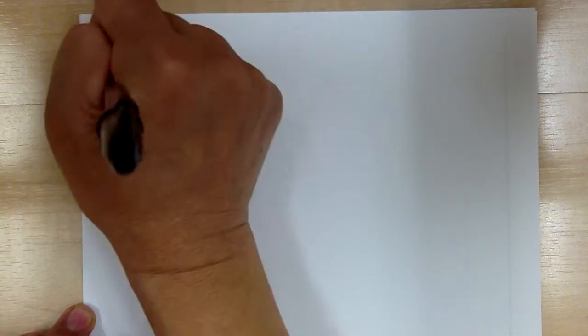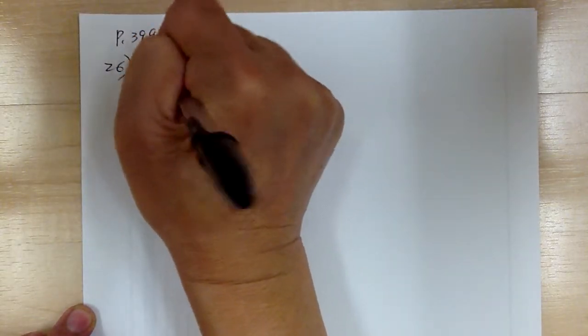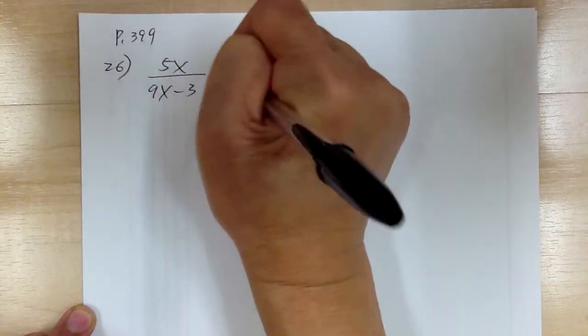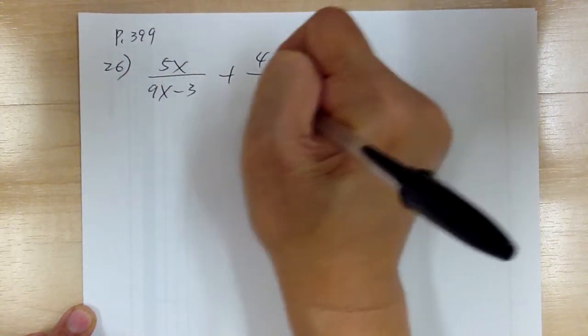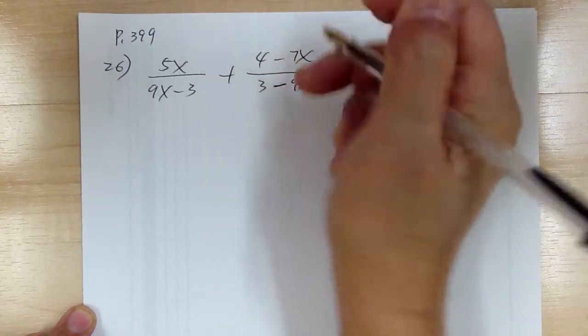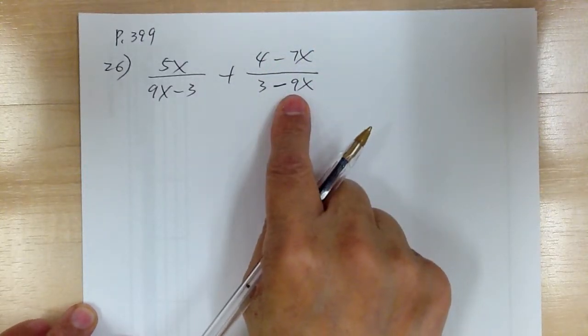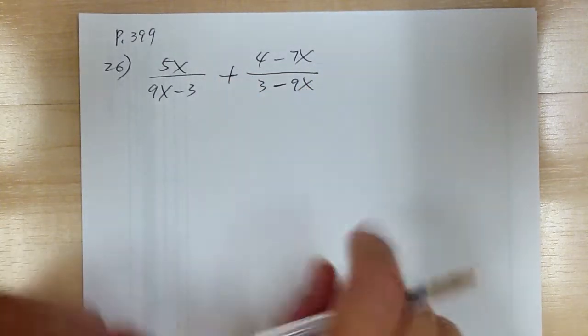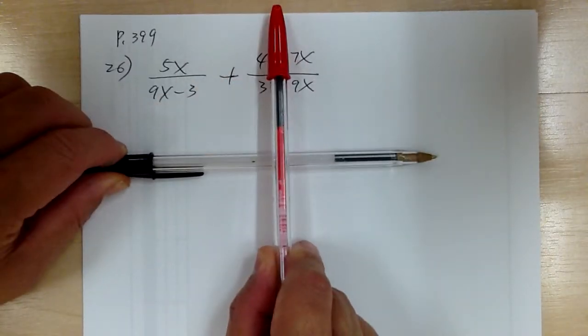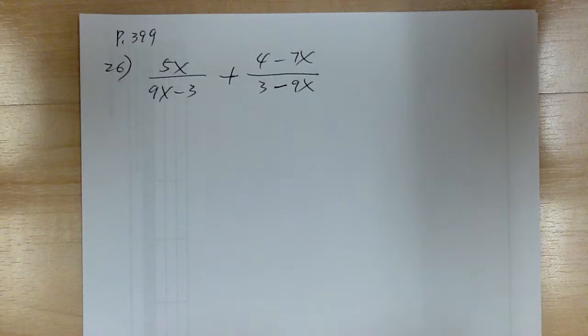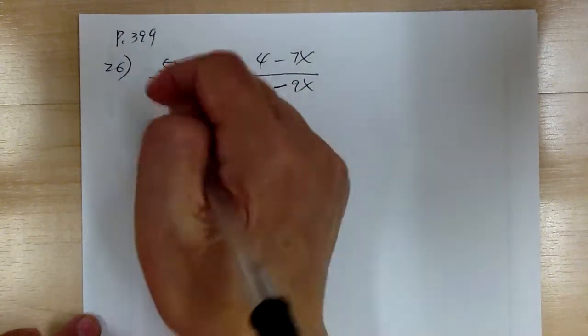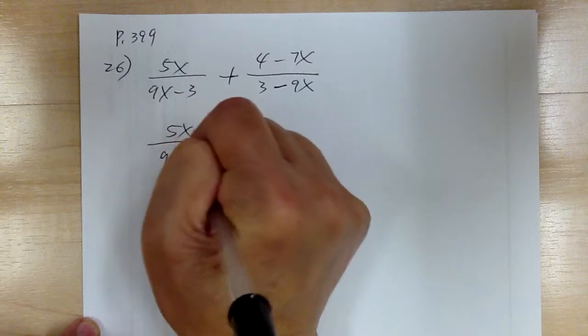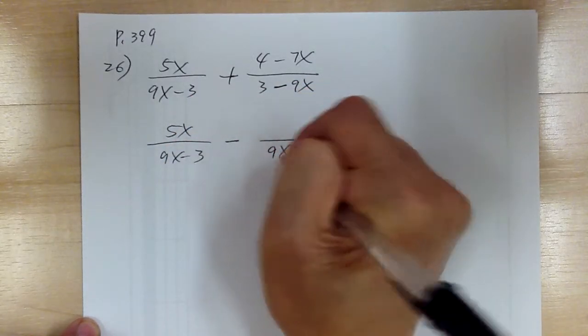Let's go to number 26. Okay, you got 5x over 9x minus 3 plus 4 minus 7x over 3 minus 9x. So again, they are opposite, so you need to use a negative to switch. Okay, so plus, positive is made out of two negatives. Okay, think about the cross, right? See the plus? If you break it up, it's two minuses, right? So I'm going to use one of them to switch that. So I got 5x over 9x minus 3 minus 9x minus 3.